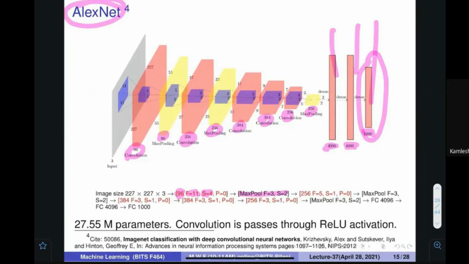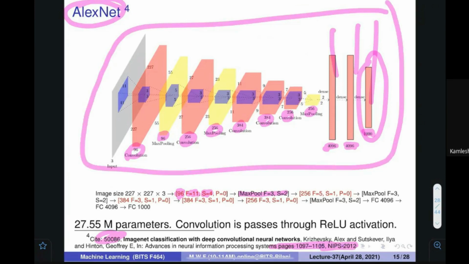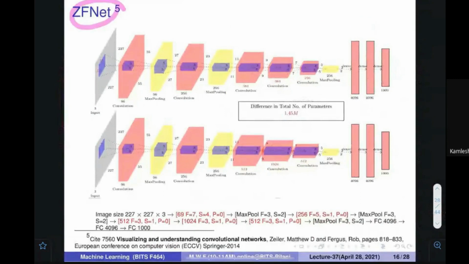This was a wonderful paper that appeared in NIPS 2012, and it has gathered a lot of citations. So this was the architecture. As I told you, ZFNet came next year. That was just a simple improvement on the previous thing. So what was the improvement?